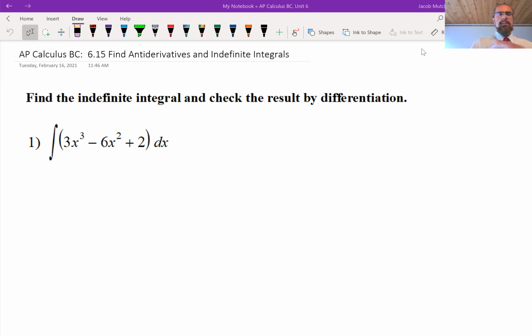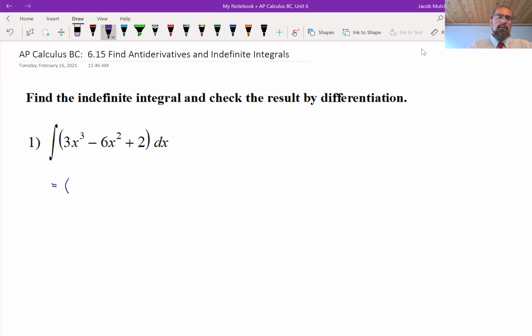We'll start off with this example by treating each of these terms individually in the integration. So as I write my next step to integrate this polynomial function, I really need to think about how I would find an antiderivative for each of these terms. So I'll start with 3x cubed.